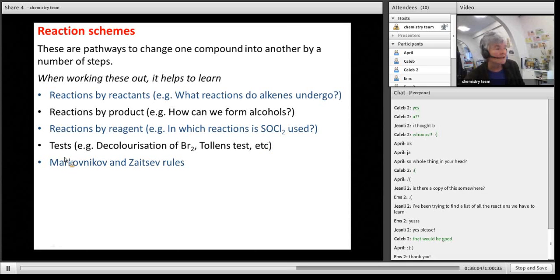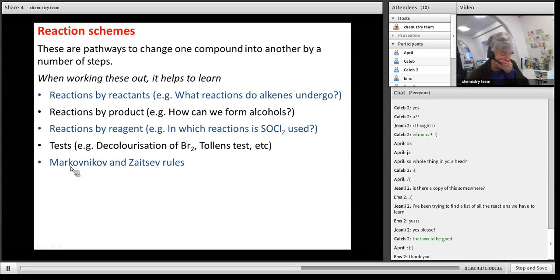Then it's very helpful if you know your tests, because they often add that to a reaction scheme and it gives you an extra clue. If it says it forms compound C, which decolorizes bromine, then you know you've got an alkene. Or if compound C tested positive with Tollens reagent or formed a silver mirror, then you know you've got an aldehyde. So if you know your tests, it's helpful.